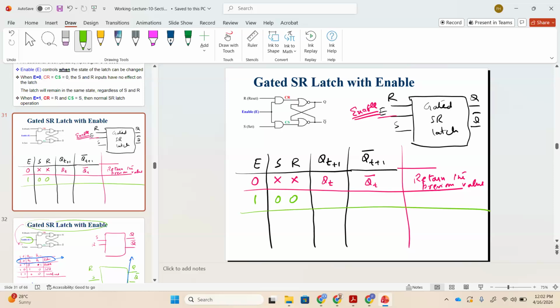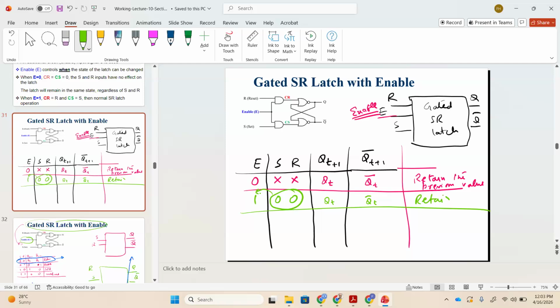Anyone may help. I'm not giving any answer. You don't want to get any? QT and QT bar. Yes, it will retain its previous value. What's your good name? Reem. So retain, because it's 0, 0. Since 0, 0, it's retained.